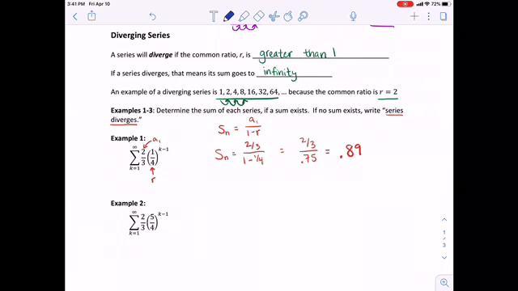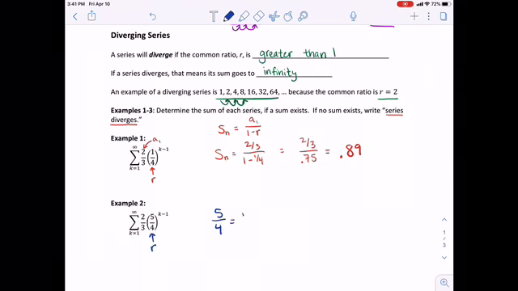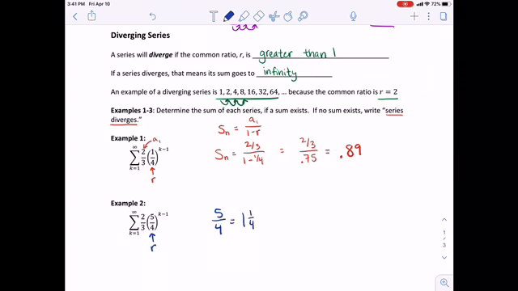Now on example 2, notice that our ratio this time is 5/4. Well, 5/4 is actually equal to 1 1/4, which is a number that's bigger than 1. So I know that this particular series is going to diverge, which means it goes to infinity and I can't find the sum.